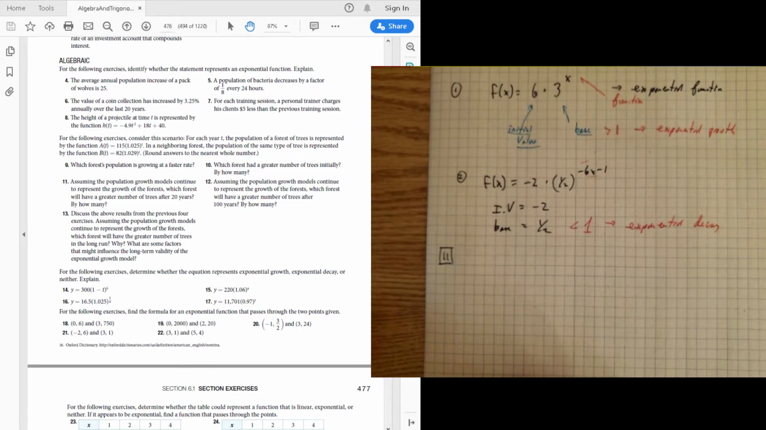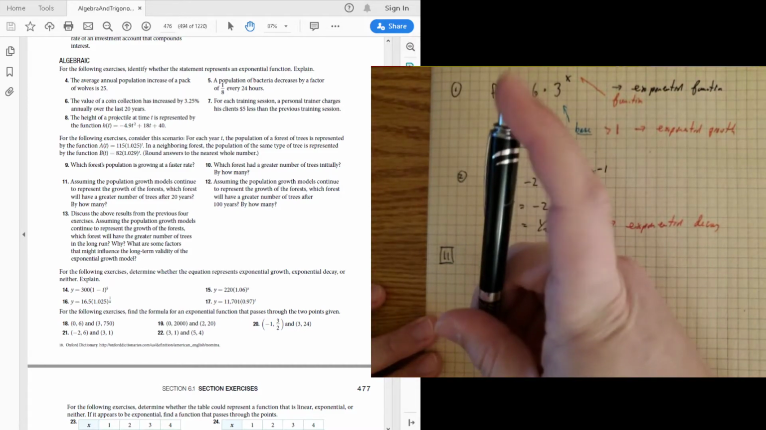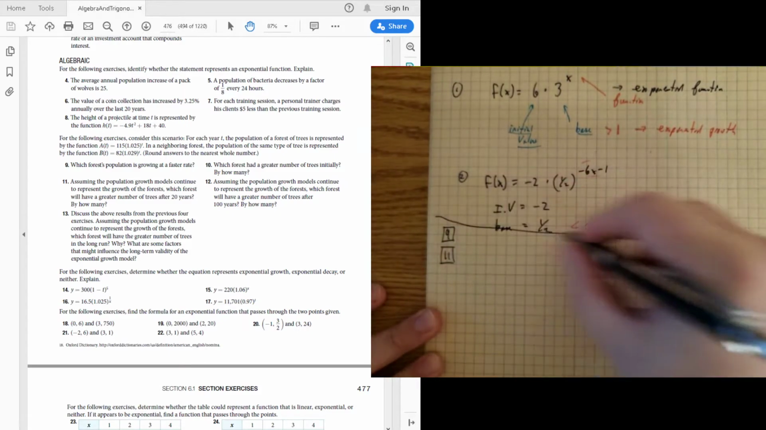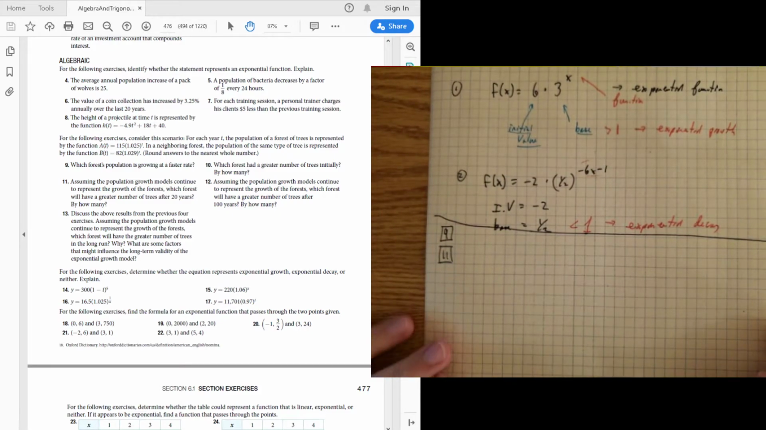It says, for the following exercise, consider this scenario. For each year, t, the population of a forest of trees is represented by the function A of t equals 115 times 1.025 to the t. In a neighboring forest, the population of the same type of tree is represented by the function B of t equals 82 times 1.029 to the t. And these have been rounded. So part 9 asks the question, which of these is growing at a faster rate?